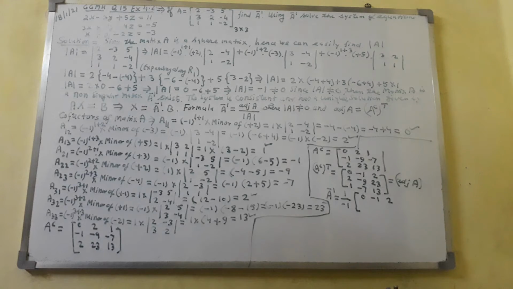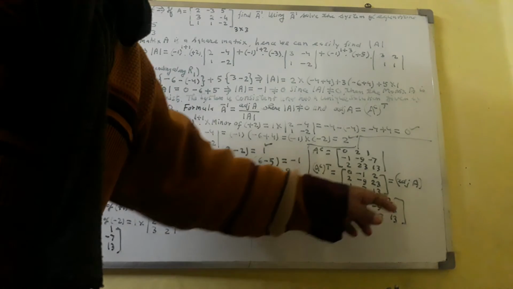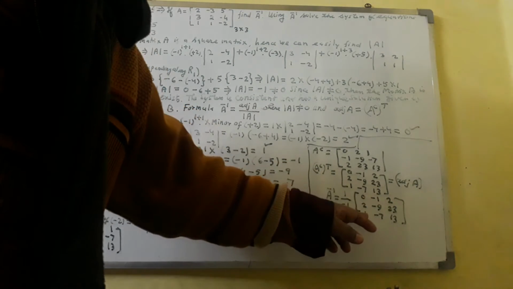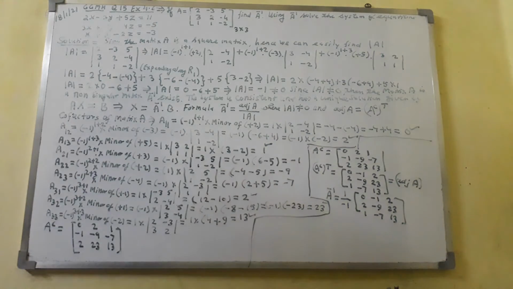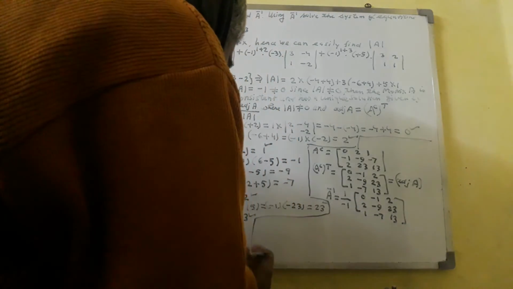So 0, -1, 2. Here I shall write 2, -9, 23. Here write 1, -7, 13. This thing I have written: 0, -1, 2, 2, -9, 23, 1, -7, 13. This one you have got. Now A inverse you will get later on.